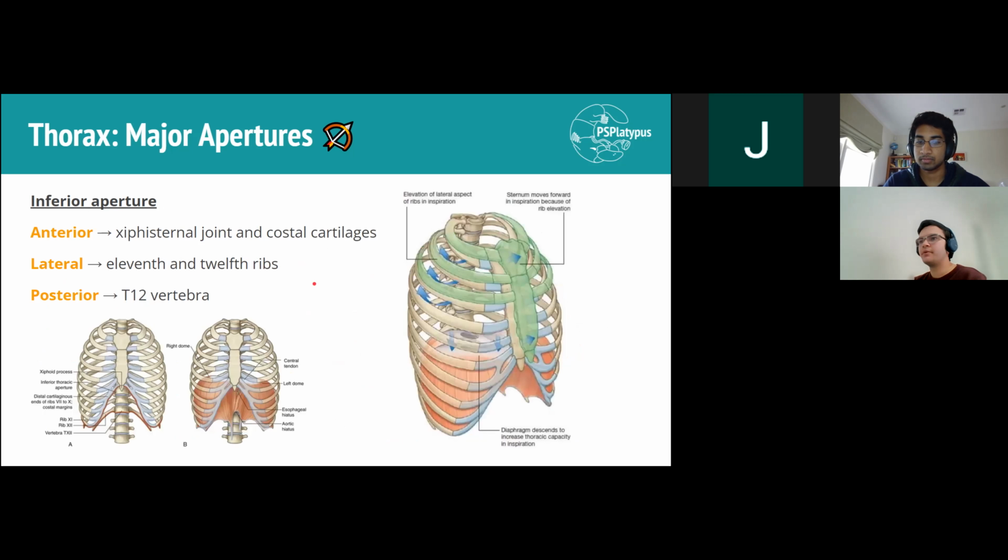And then the inferior aperture is not really that clinically significant. The only thing to remember is that the inferior aperture is going to be bounded by the diaphragm. So that's forming that boundary at the bottom, and it acts as sort of a physical barrier between the thorax up here and the abdomen down here. And then you've got all sorts of different boundaries that you can remember.